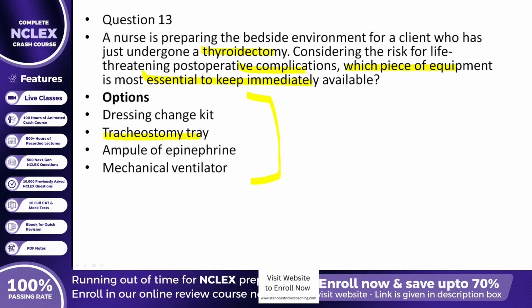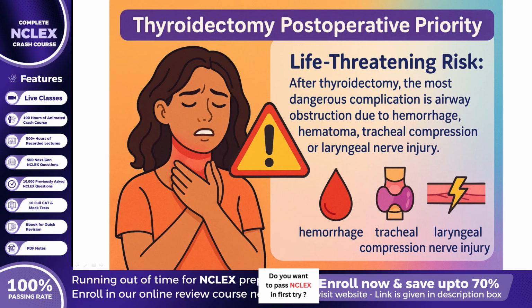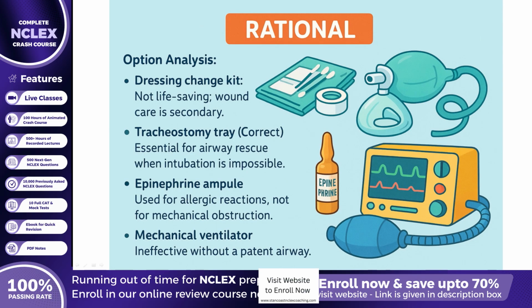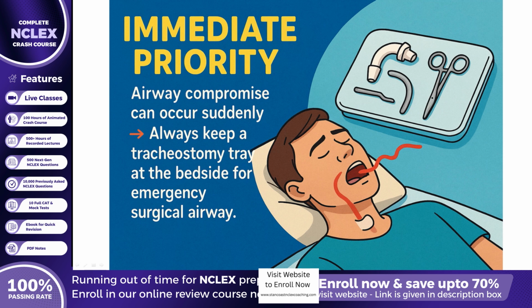This is the single most important item to keep at the bedside because it directly addresses the greatest risk, which is airway obstruction. Now let us carefully analyze why this is correct. After a thyroidectomy, complications like hemorrhage, hematoma, edema, or laryngeal nerve injury can all lead to airway compromise. Since the thyroid gland sits right in the anterior neck, even minimal swelling can quickly narrow the airway. In such cases, the nurse must anticipate the emergency. Having a tracheostomy tray readily available means the healthcare team can create an emergency surgical airway within seconds if intubation is impossible due to swelling. This proactive step can save a life.